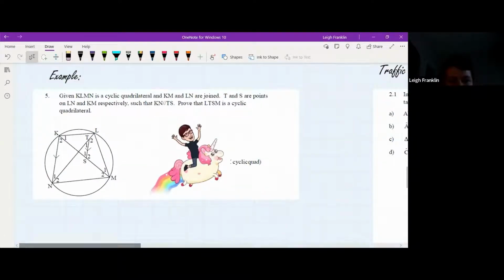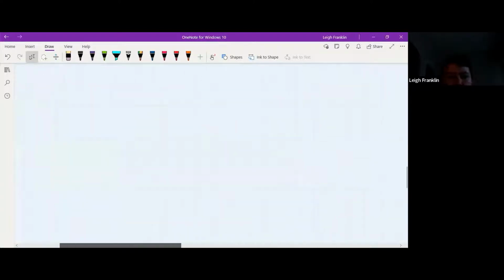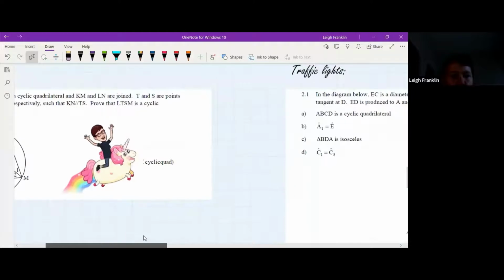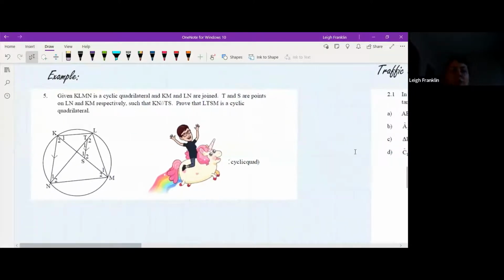That is a very difficult one. Let me see, prove that. Let's just see if this one here. No, okay, let's do this. This is a nice one. This is actually a very nice one to get started.